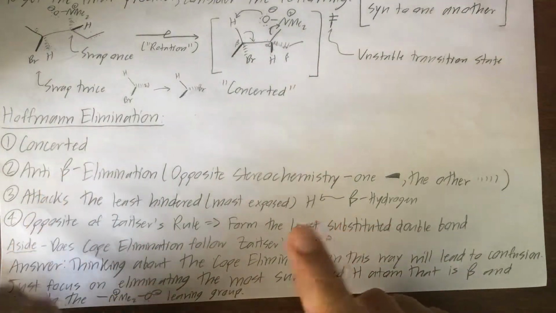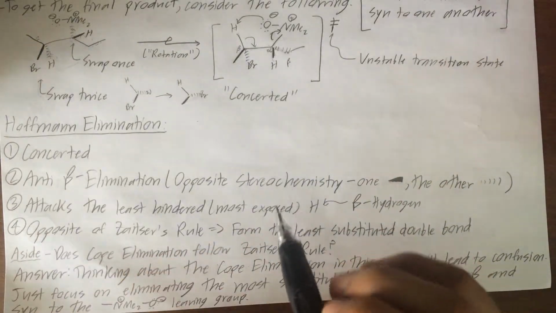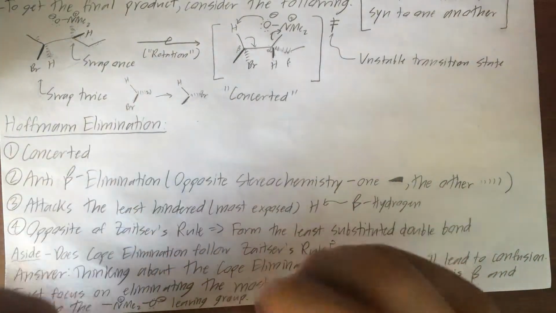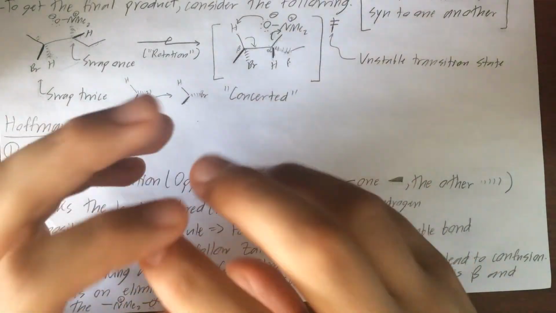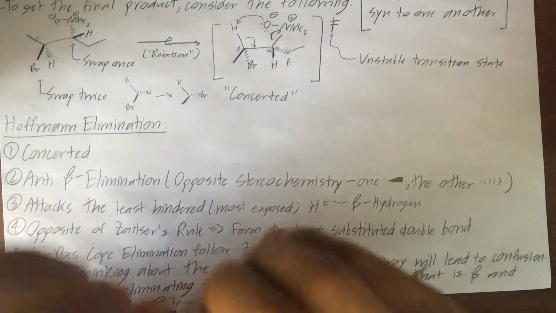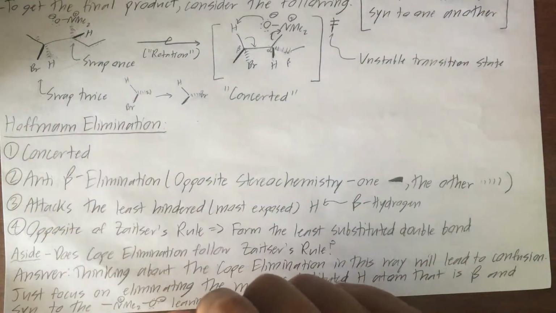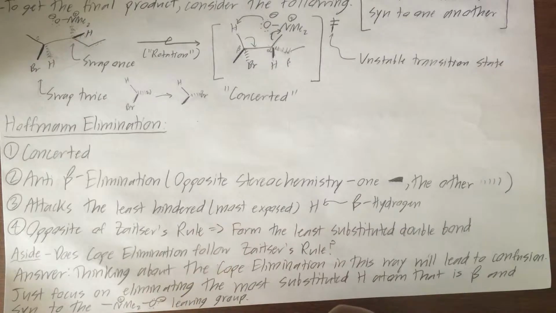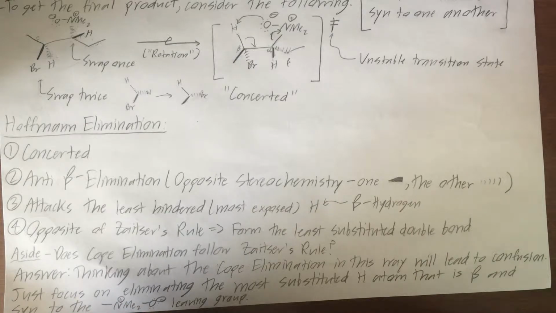Okay? And speaking of opposites, the Hofmann elimination reaction is actually the opposite of Zaitsev's rule. So, Zaitsev's rule states that when you have more than one option, the major product is going to be the more substituted double bond. However, since the Hofmann elimination reaction is the opposite of Zaitsev's rule, that means when you have the option, the major product is going to have the least substituted double bond.